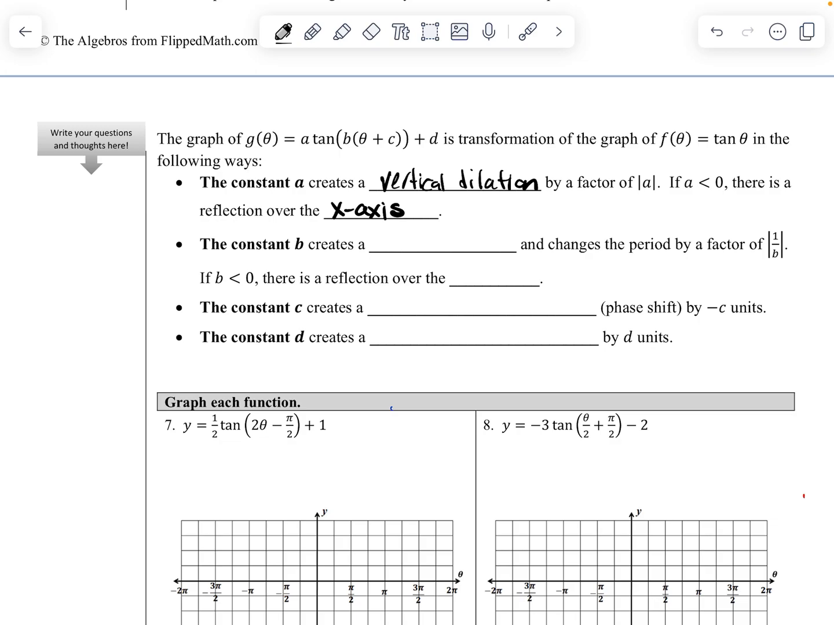All right, so the next part is the constant b. That's our period change. So our period change is pi over b, right? And it changes by the factor of 1 over b. So all we need to know is that's our period change, okay? And if b is negative, it's a reflection over the y-axis. The constant c creates a horizontal shift. So that will move it left or right, just like before. And then d creates that vertical shift.